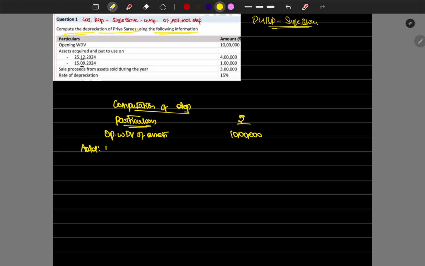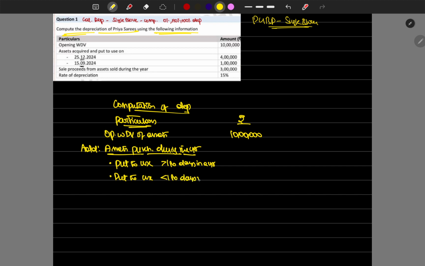Add: purchased during the year. What are all the assets purchased during the year? Assets put to use more than 180 days in a year. Put to use less than 180 days in a year. Not put to use.